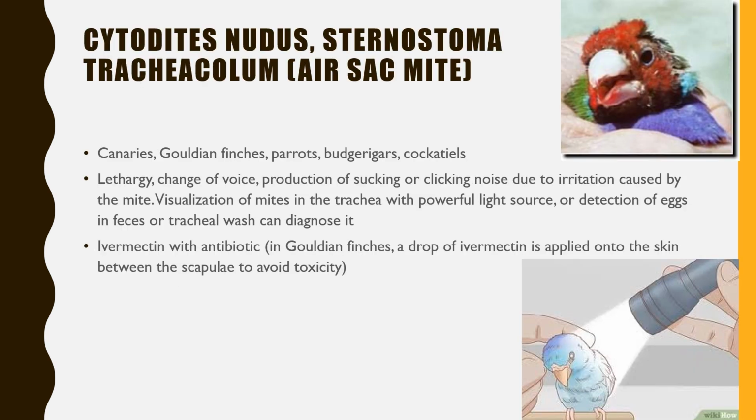Cytodites nudus and Sternostoma tracheacolum, the air sac mites, affect canaries, goldfinches, parrots, budgerigars and cockatiels. They may show lethargy, changes of voice, and production of sucking or clicking noises due to the irritation caused by the mites. Visualization of the mites in the trachea with a powerful light source, or detection of the eggs in a tracheal wash, can confirm the diagnosis.